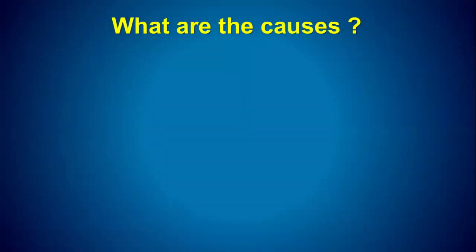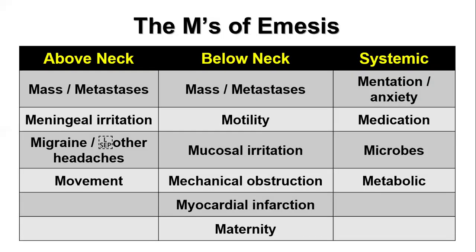So what are the causes? One more click. There are basically three divided parts: above the neck, below the neck, and systemic causes, and these are called the M's of emesis. Above the neck, as you can see, it is either metastasis or mass, meningeal irritation, migraines or any other headaches, and movement related, which is what you would call motion sickness.